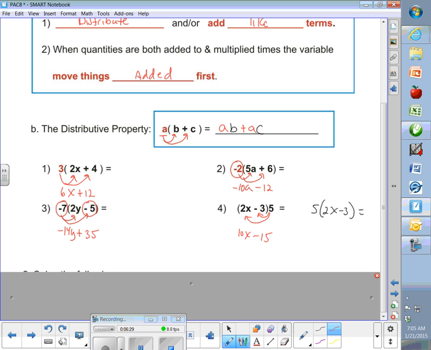Hey, whichever one's easier for you, or you say, I don't like it, any of them when it's in the back, I'm just going to move it to the front. Okay. 5 times 2x, 10x. 5 times negative 3, negative 15. All right? No matter how you shake it, no matter what you do to it, if you do things properly, you'll get the same result. Okay?